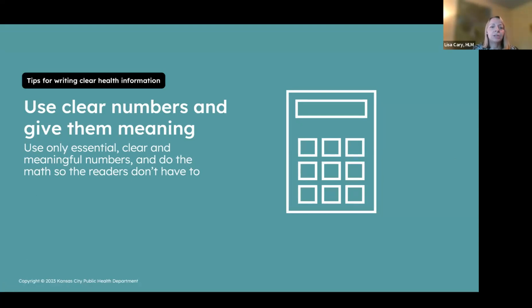Great. Next is to use clear numbers and give them meaning. I don't know how many numbers you use in your materials that you create, but we have a few strategies for making numbers clear, using only the essential, clear, and meaningful numbers, and then also doing the math so that your readers don't have to.